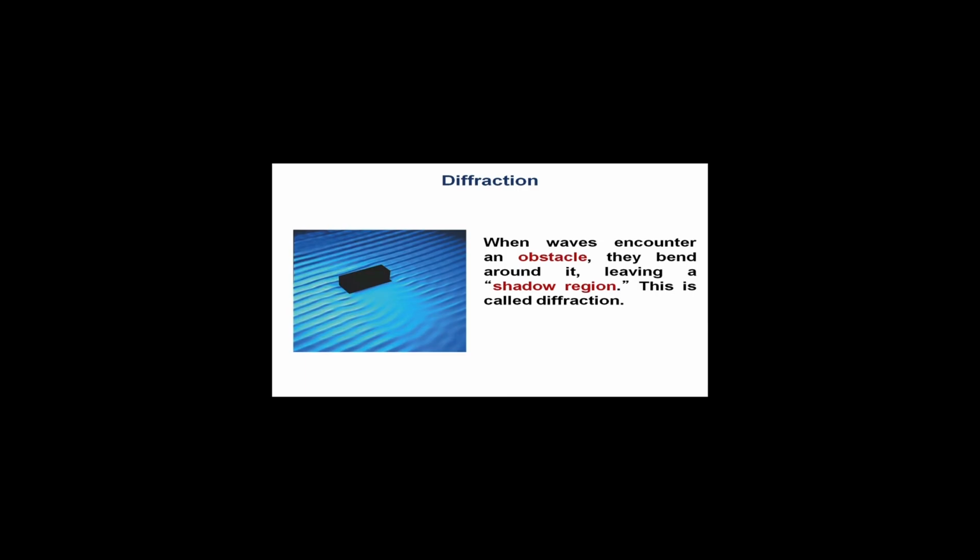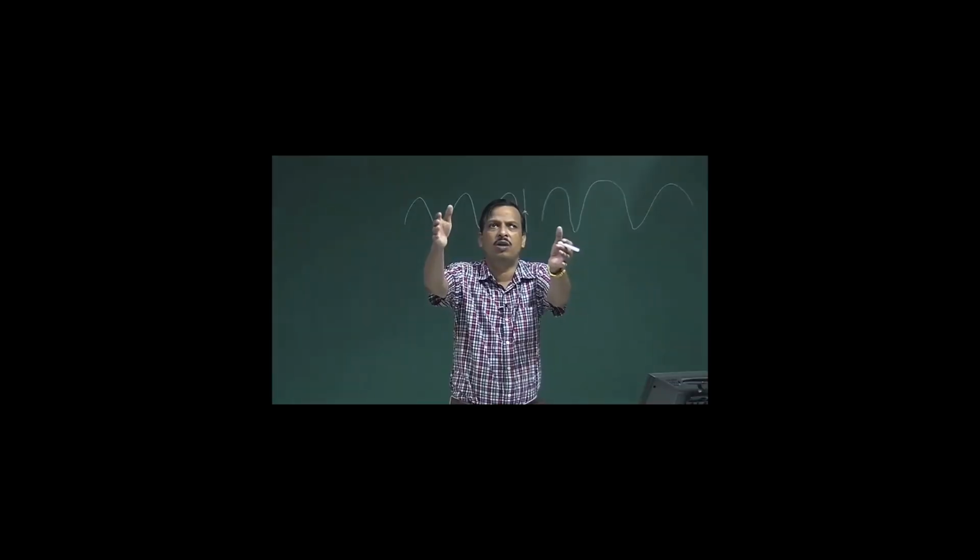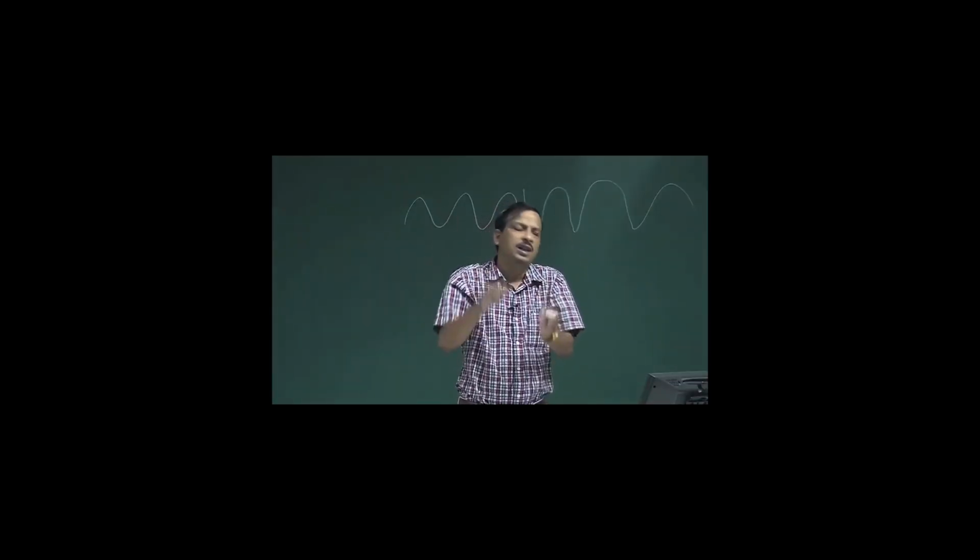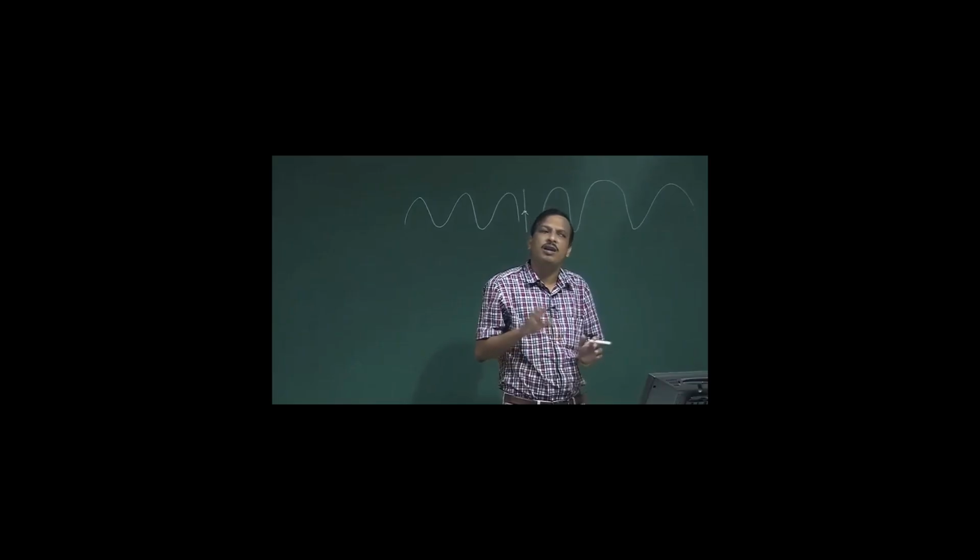When a wave encounters an obstacle, for example a wave in a pond and you put a wooden log there, there is some region behind the log where there is no wave. This is called diffraction. The wave is diffracted by the log. When a wave encounters an obstacle, it bends around the obstacle and creates a shadow region. This phenomenon is called diffraction.